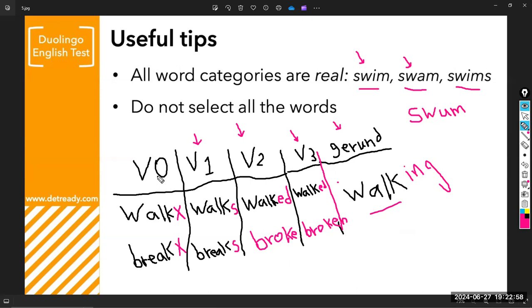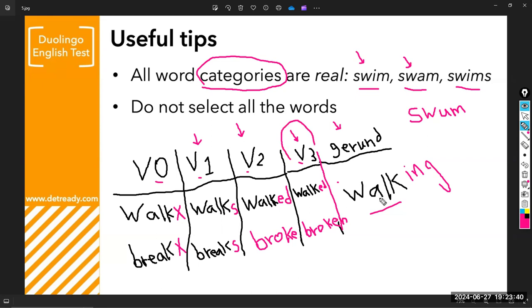So all these things, verb one, verb zero, verb two, verb three, gerund are called what? The categories of verbs. I mean, Malak, the real word could be any category in English. Maybe the verb could be in verb one, verb two, verb three, verb zero, or maybe gerund. So verb zero, it's infinitive. Bravo. Verb one, it's the present simple. Bravo. Verb two is simple past. Verb three is the past participle.